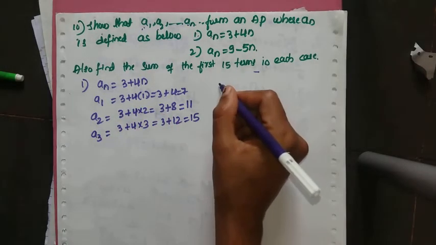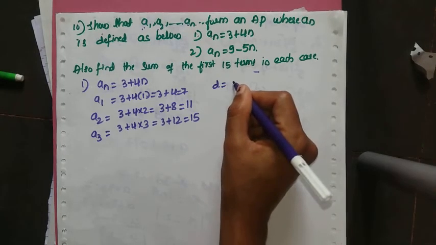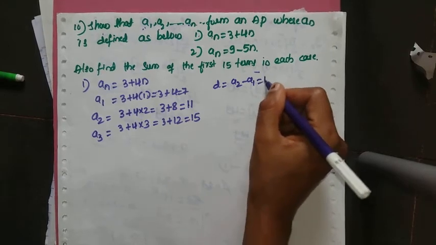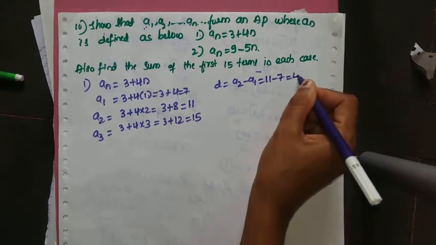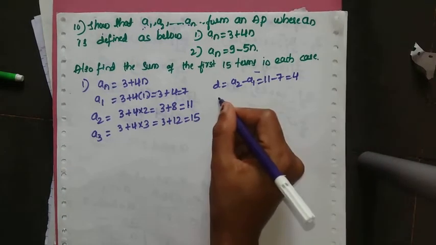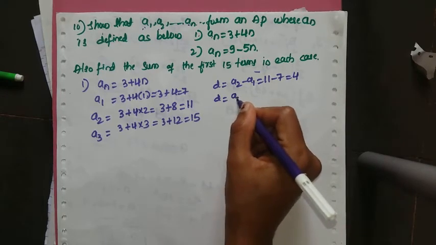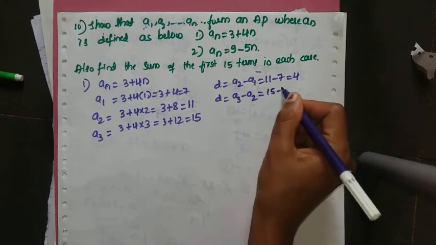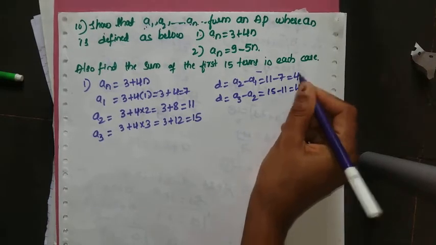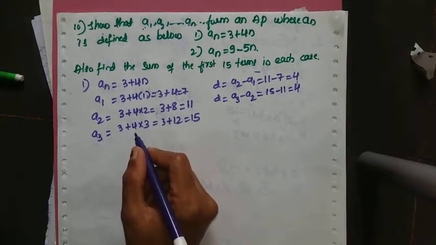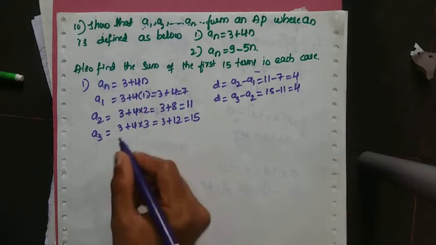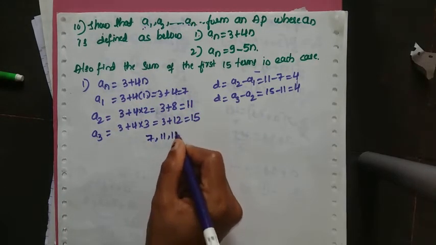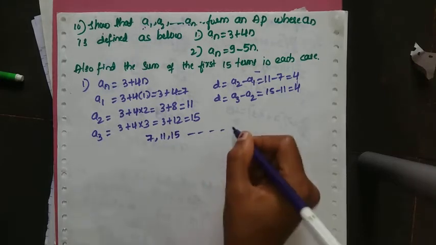Then we know the common difference d equals A2 minus A1, which is 11 minus 7 equals 4. Again d equals A3 minus A2, which is 15 minus 11 equals 4. Yes, this forms an AP. The terms are 7, 11, 15, so these are in AP.